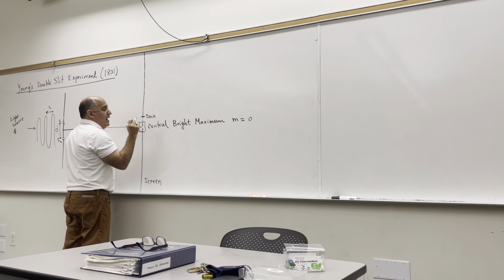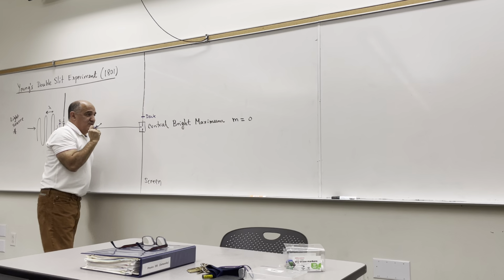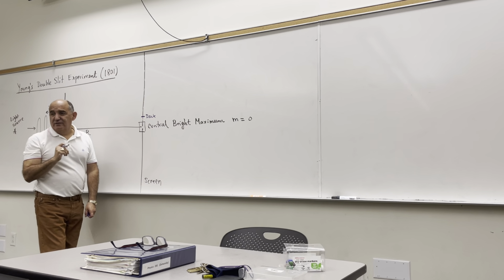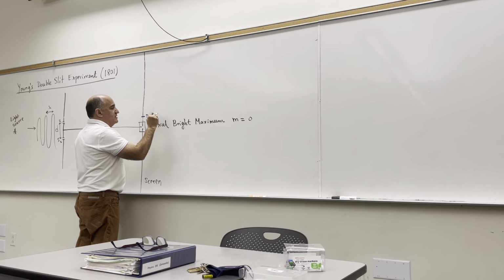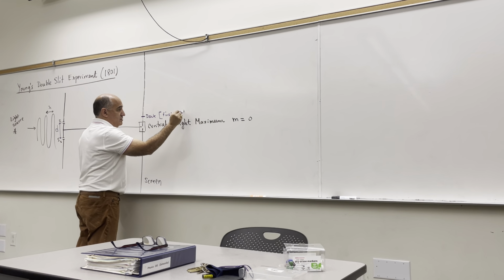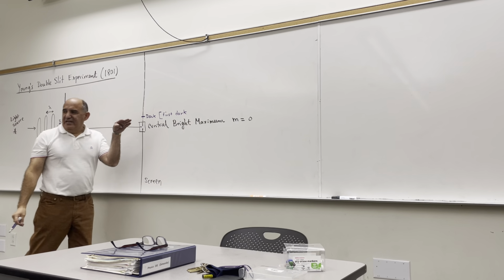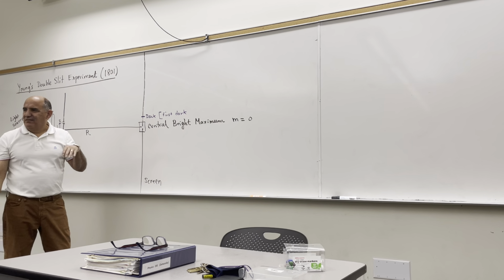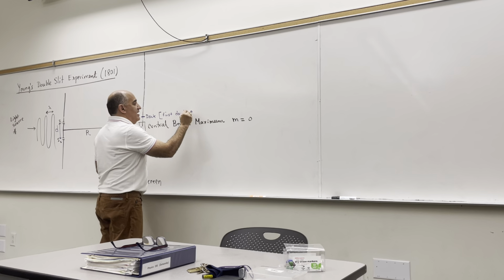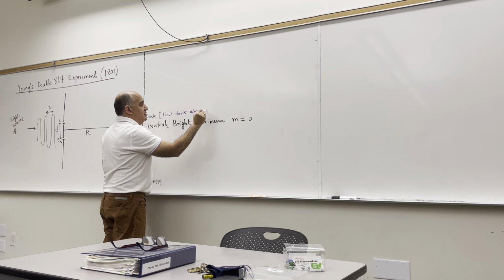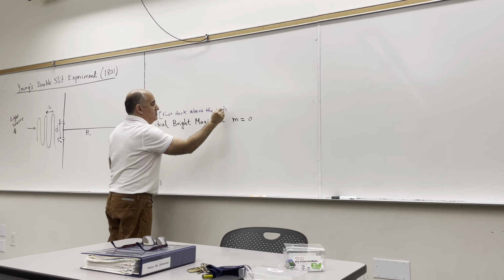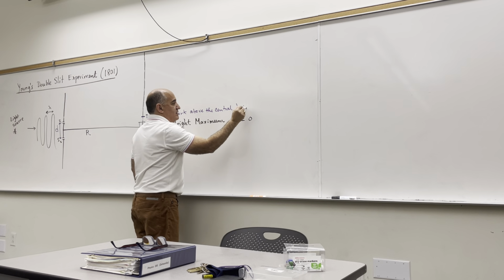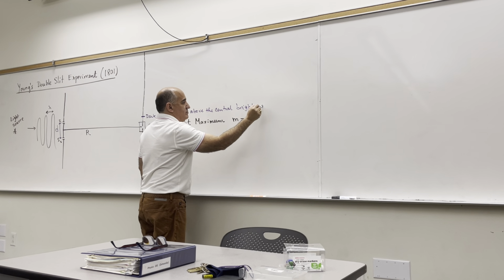Now, what do you call that dark? You call it the first dark fringe line. So words that are used: above the central bright maximum.